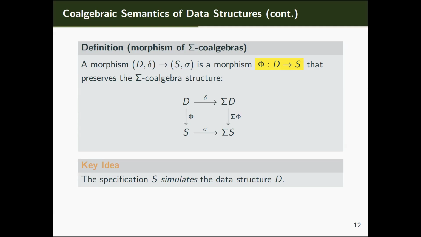The informal way to think about this is that the specification S, the coalgebra that's specifying the cost, as we'll see, is simulating the data structure D. So D is a more complicated version of S, and if we give a morphism from D to S, that explains, verifies for us that it's a matching implementation.